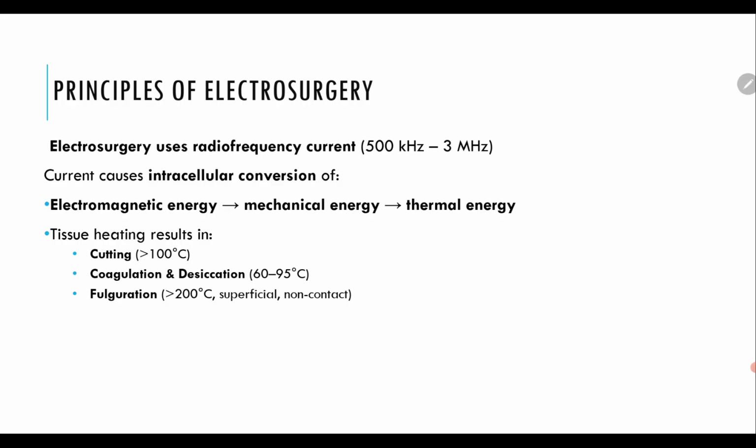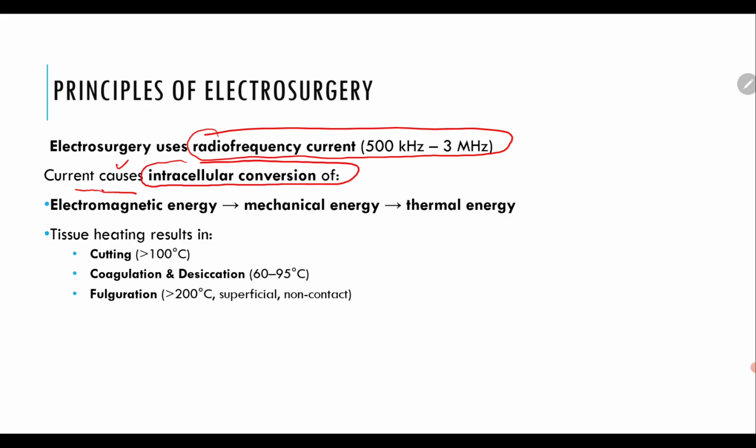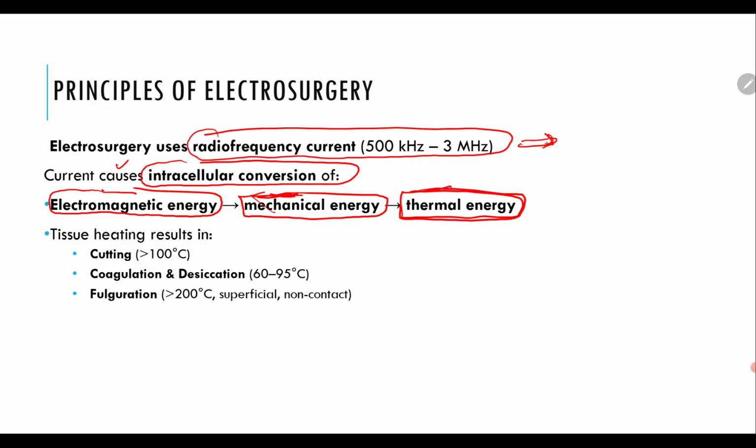Electrosurgery uses radio frequency current, that is 500 kilohertz to 3 megahertz. What is the mechanism of action? The current will cause intracellular conversion: the electromagnetic energy is converted to mechanical energy, and this mechanical energy is converted to thermal energy. The thermal energy is called the tissue heating effect.